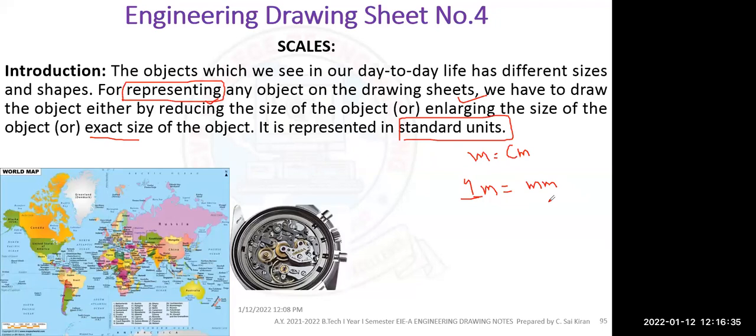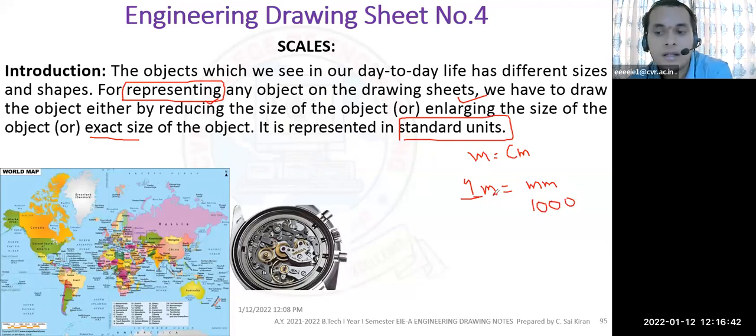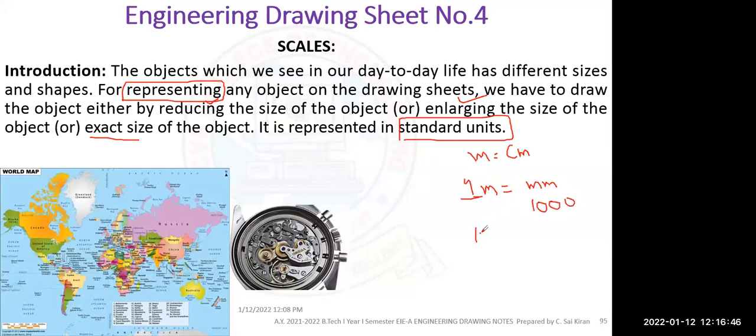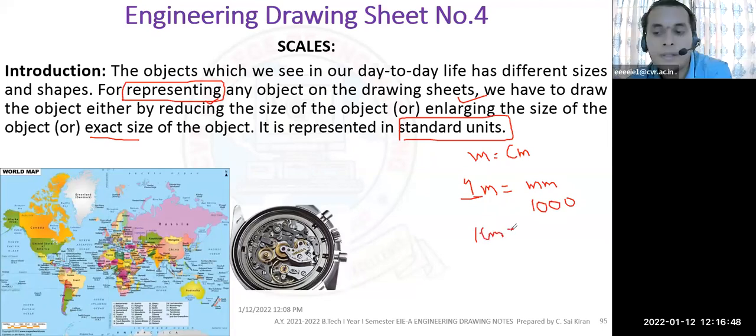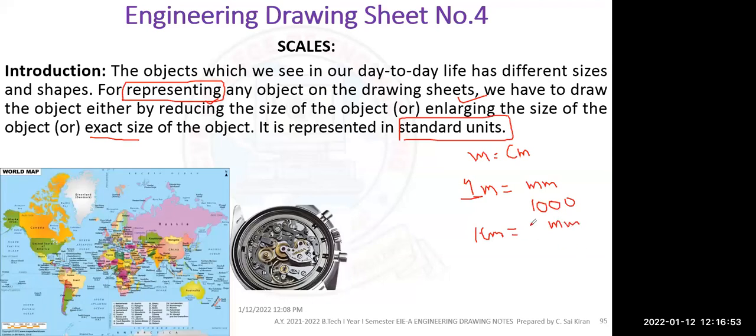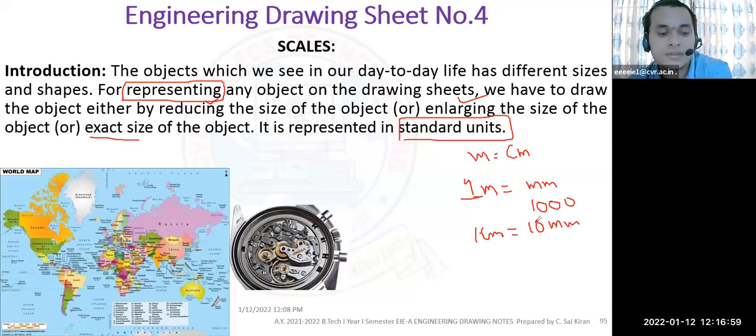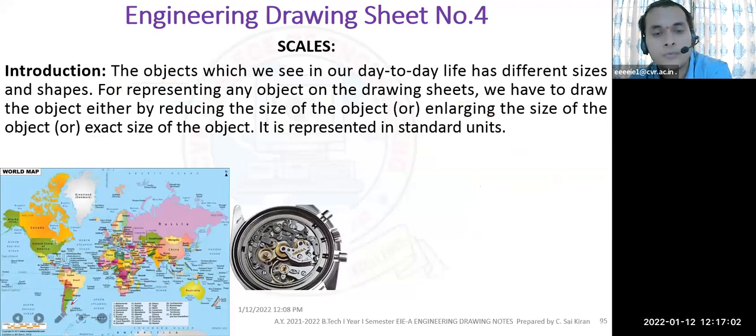1,000. Is it correct? 1 meter equals 1,000 mm. And 1 centimeter equals how many mm? 10 mm. So whenever you are converting, you have to take the standard units, either metric units. These are things you have to learn. I will show you a few of the things on how to convert. And one more thing.